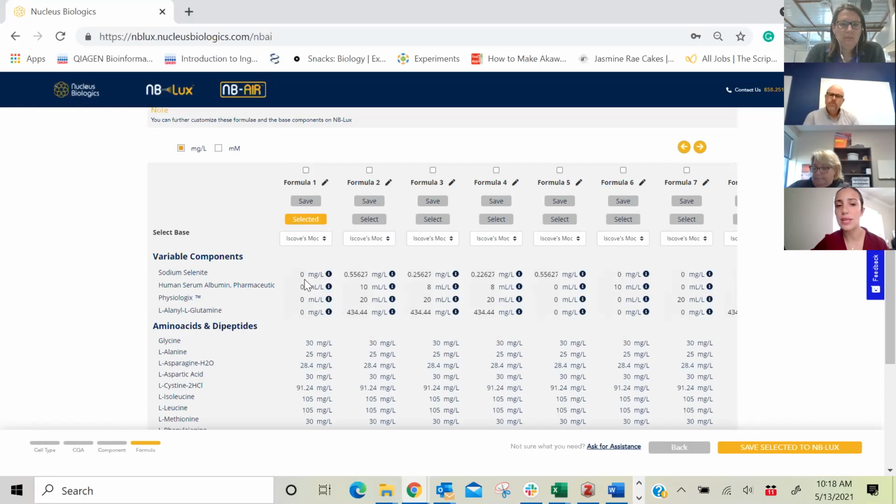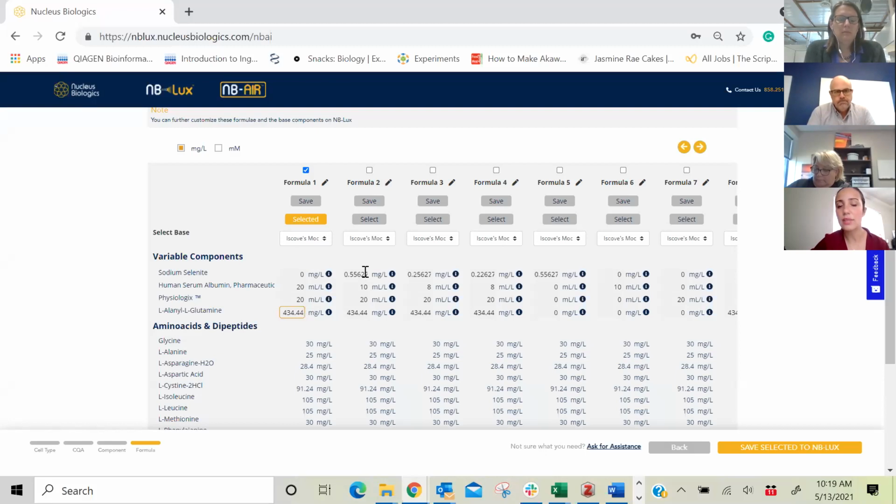So the point was to test sodium selenite. So sodium selenite will be the variable component. So I will have 0 here for this formula. And then I would like to use a little higher level of human serum albumin, and then higher level of physiologic, and then L-alanine, L-glutamine, I will go with a level that is recommended here by NBR, which is 434.4. So this is the first control without selenite.